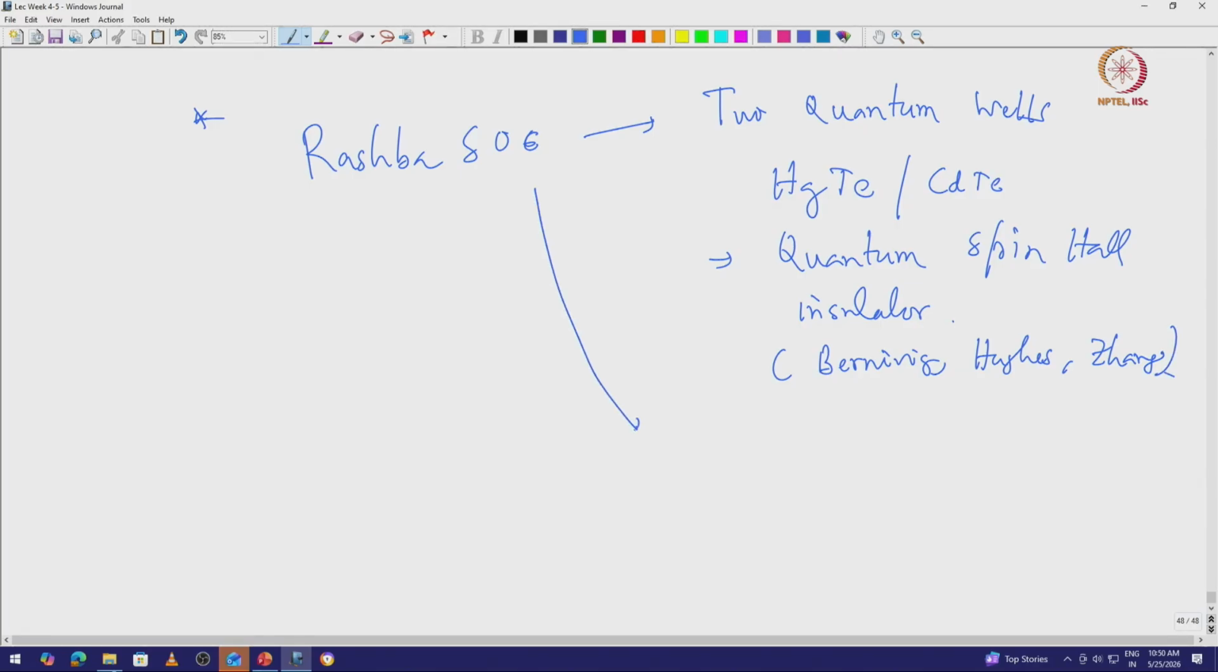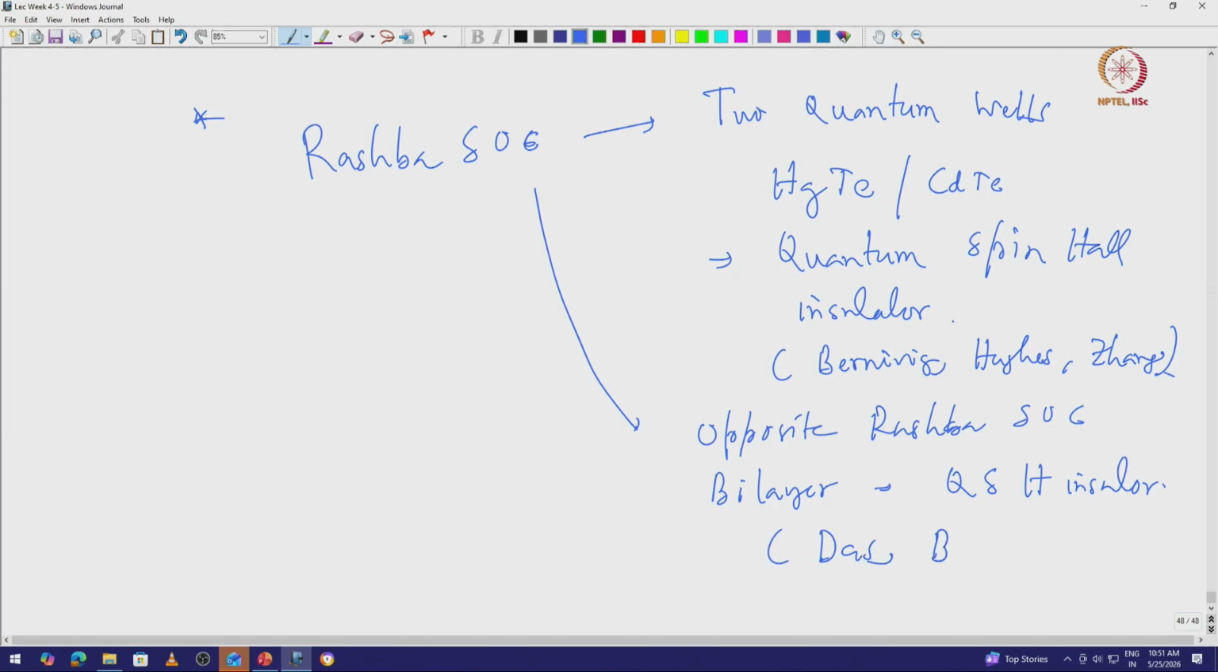And with opposite Rashba spin orbit coupling, bilayer, we can also get a quantum spin Hall insulator. This was done by us. We will also give you the reference later.